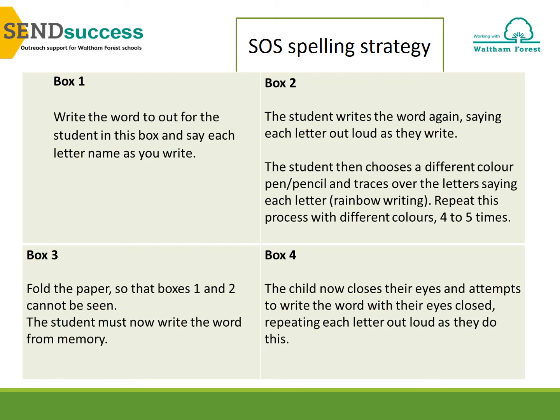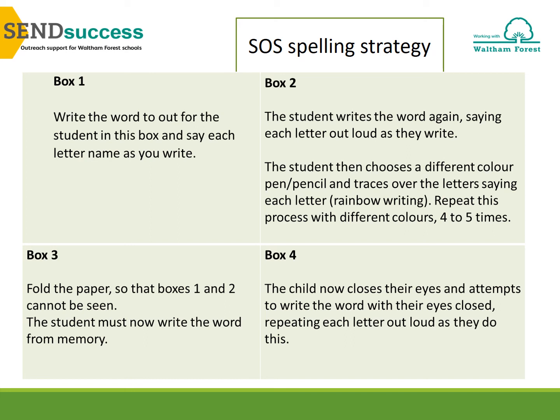Another technique is called the SOS spelling strategy, the simultaneous oral spelling strategy. So with this technique, you would ask the child to fold a piece of paper in half and then fold it again, and then open the piece of paper out. So in a sense, with the creases across the paper and down the paper, you're left with 4 boxes. So in box 1, you would write out the word that you're teaching the child. And as you write each letter of the word, you will sound out the word if it's phonetic, or you will say the letter of the word if it's an irregular spelling.